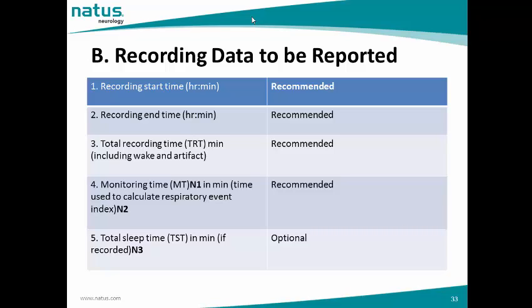Recording start time, recording end time, total recording time, including wakefulness and artifact, monitoring time, which is the total recording time minus periods of artifacts and time the patient was awake as determined by actigraphy, body position sensor, respiratory pattern, or patient diary. The method used to determine movement time should be stated.